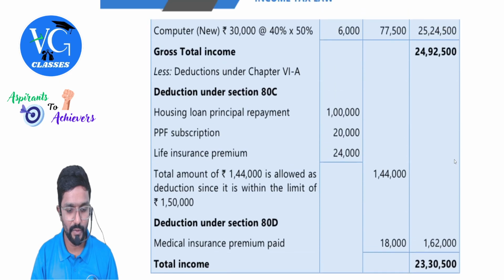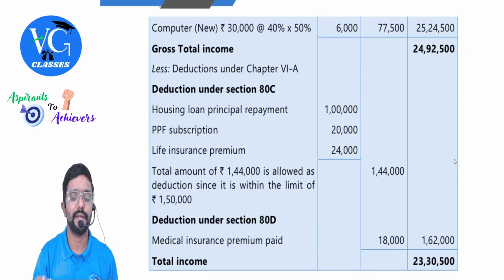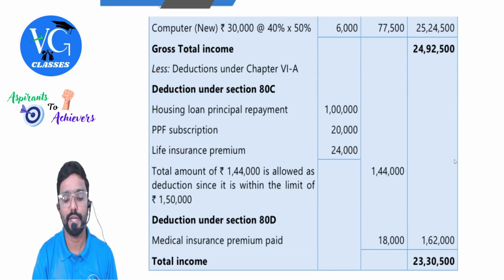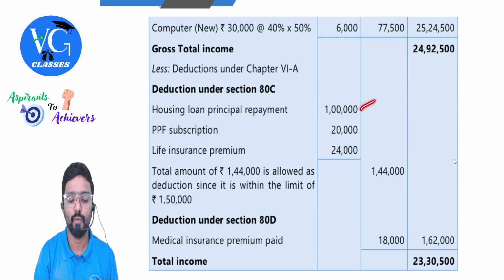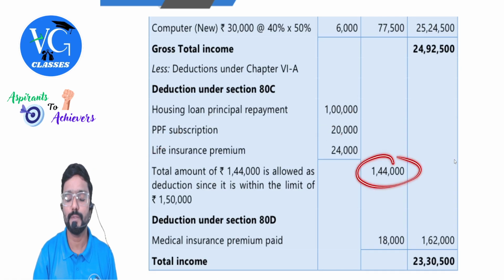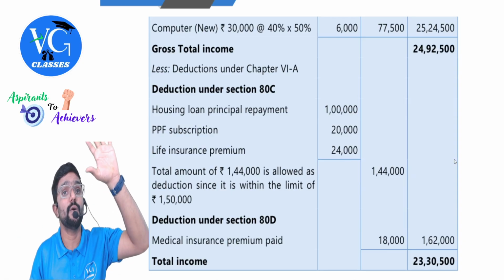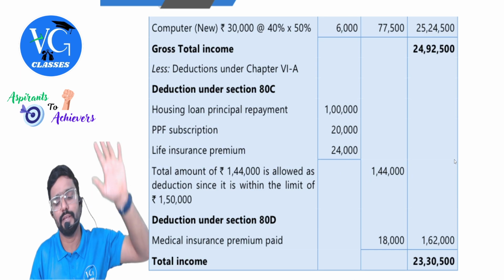Okay, sir. Then coming to deductions. So gross total income we have got 24,92,500. Then deductions under chapter 6A. For principal repayment of housing loan, deduction is given under section 80C, 1 lakh. PPF subscription, that is public provident fund, 20,000. Life insurance premium 24. Total comes to 144, within the limit, no problem. Maximum deduction under section 80C is 1 lakh 50. Is it within the limit? Yes, give it.